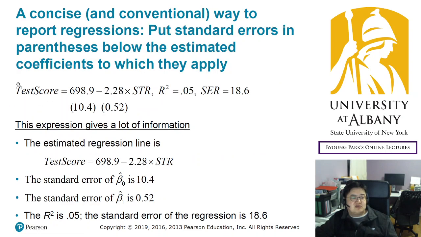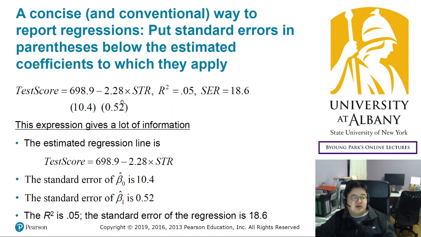One simple way is like this. Just tell that you are using test score on the left hand side, and it can be predicted by this relationship. So this tells the estimated regression equation, and it also tells what the regressor is, student to teacher ratio. Of course, somewhere before or after this equation, you have to define what STR means. You have to say that STR is the random variable of the student to teacher ratio.